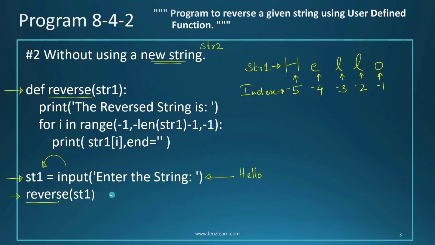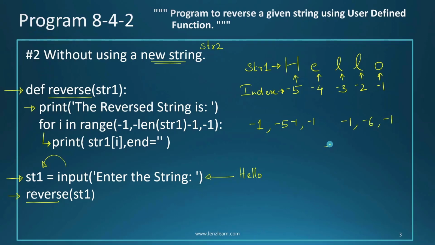Next I call my function reverse and the value inside st1 is passed to str1. So now the value of str1 is hello and these are the negative indexes. After that, in the output you will just print the reverse string is, followed by our for loop. Inside the for loop I have only one statement. Here also the range operator works the same way. There is no difference. It will come to -1, comma, length of the string is 5, so -5 -1, comma -1. So this will be -1, -6, -1.